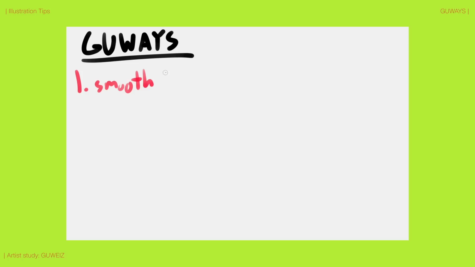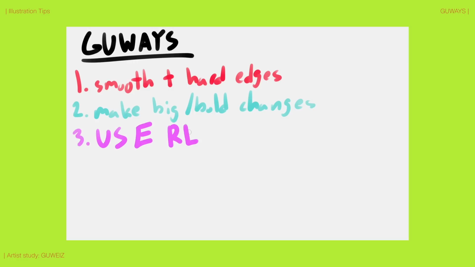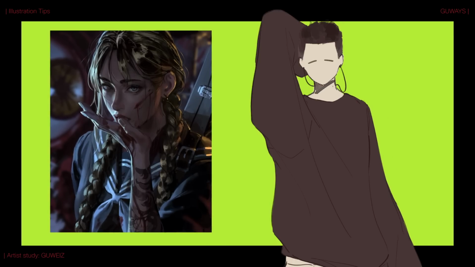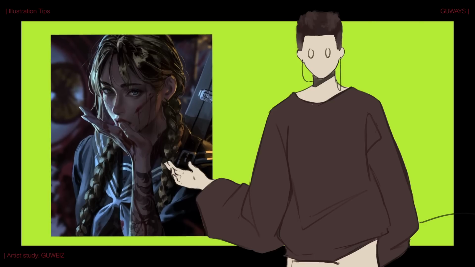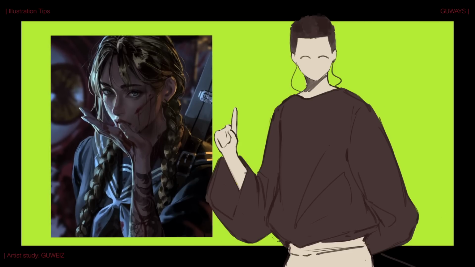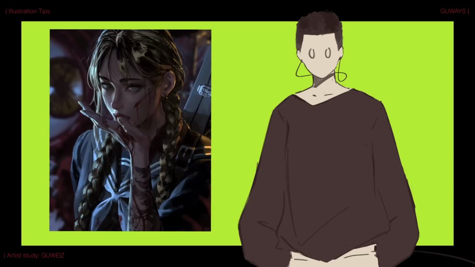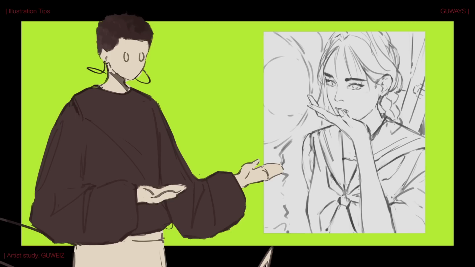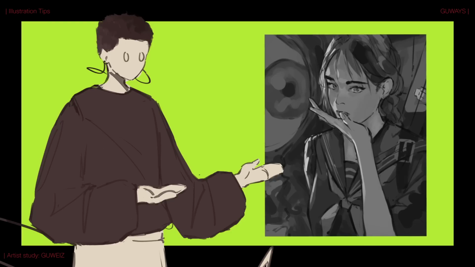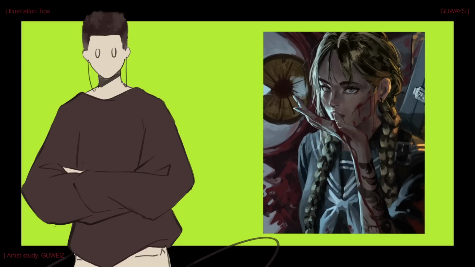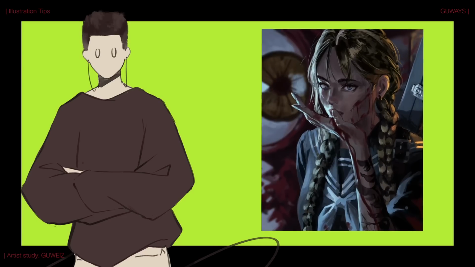The first 2 I already went over: smooth versus hard edges and not being afraid to make big changes. The third is references. This entire post, while I don't have the exact reference here, GUWEIZ himself describes as having the reference of pretty much the exact same pose. Of course with different clothes and light and everything else, but everything derives from reference.